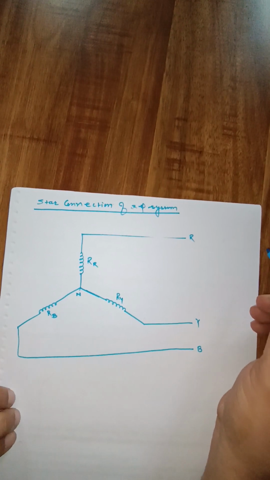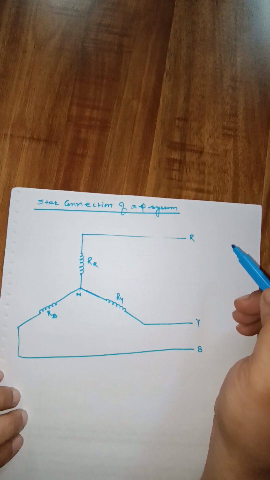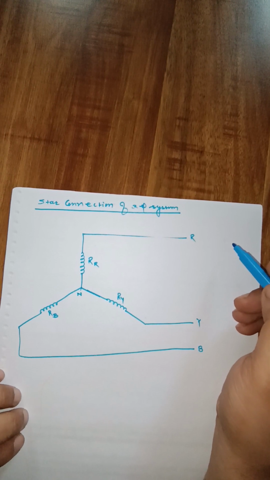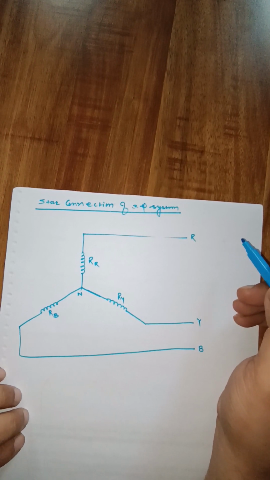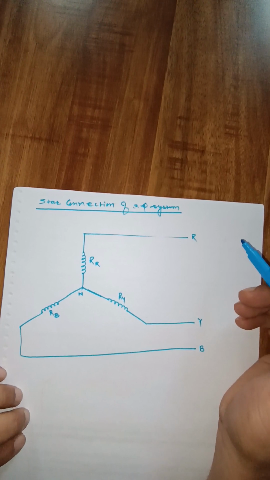Hello students. So today we will start with the connections in three-phase system. Basically in three-phase system we have two types of connection. First one is star connection and second one is delta connection. Today I will discuss the star connection for three-phase system.